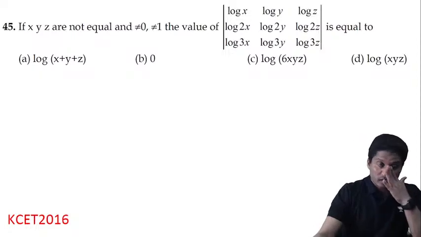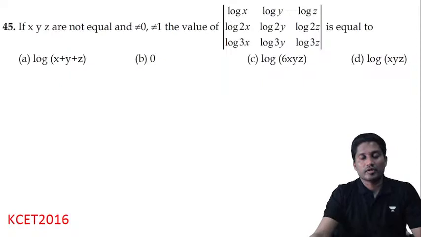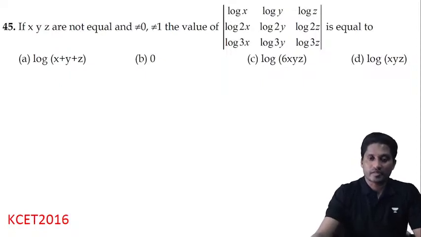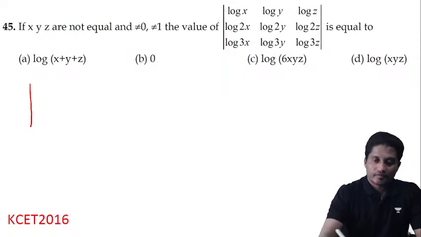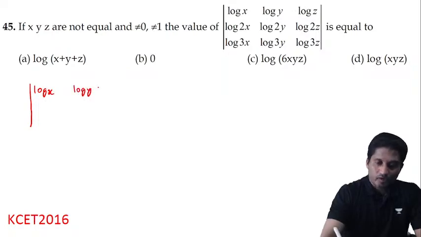x, y, z are not equal and not equal to 0 and 1. Then what's the value of this determinant? I'll write the determinant. The first row will be equal to log x, log y, log z.